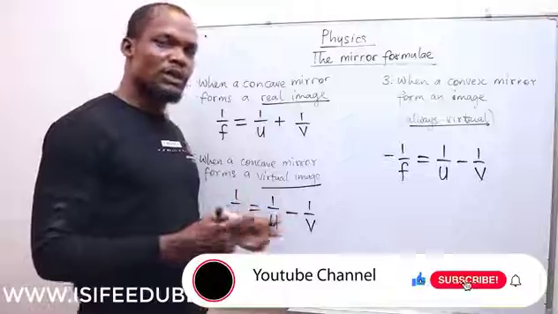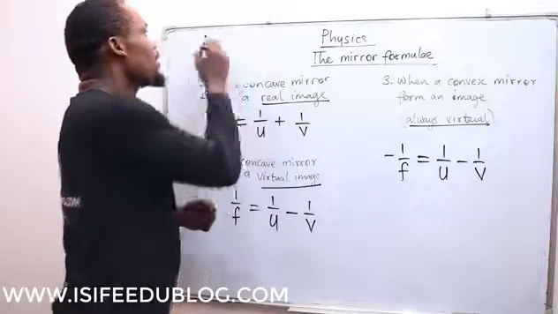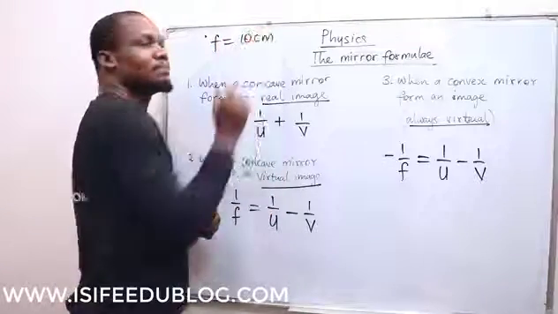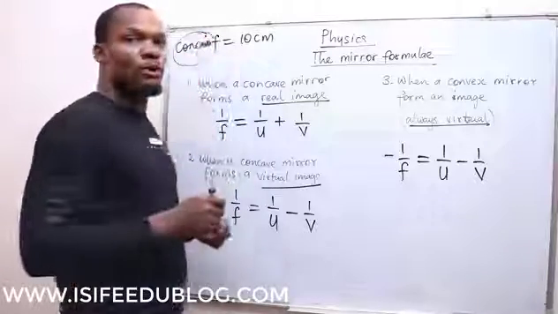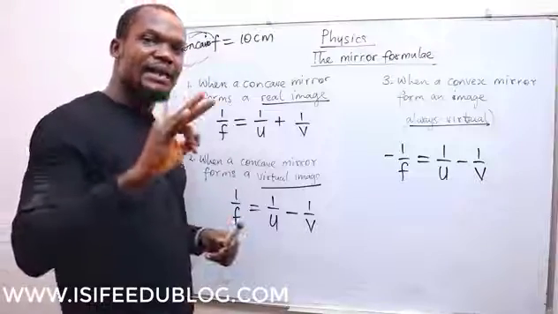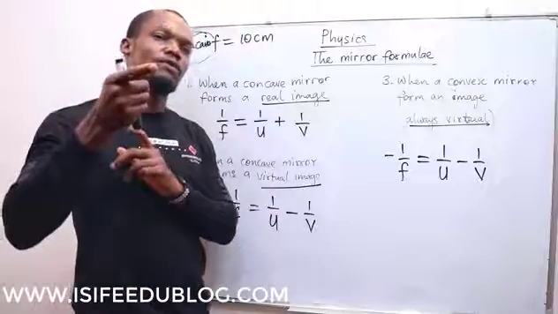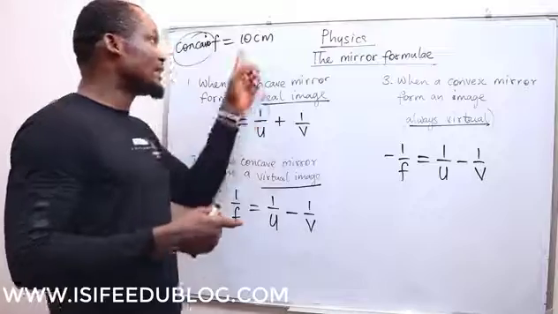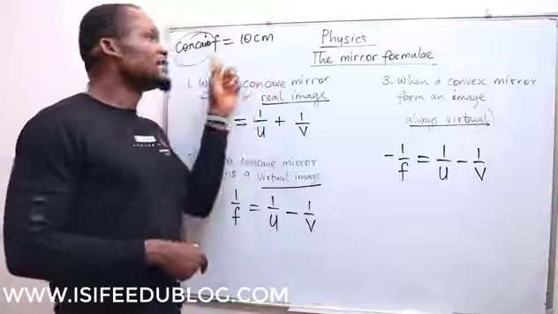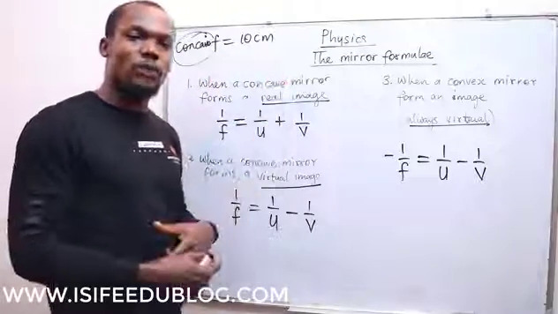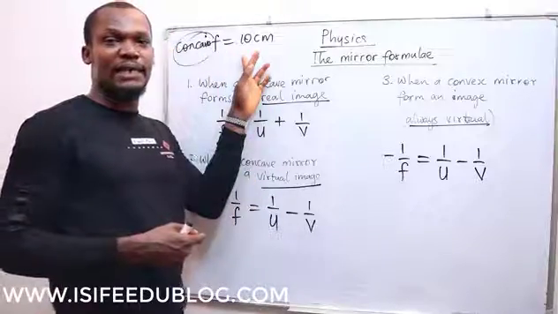How do we know real images? By taking a look at the distance of the image and the focal length. If the focal length is, for example, 10 cm and it is concave, from those diagrams we did, the three diagrams that gave us real images are when the object is beyond the center of curvature, which means object distance is greater than F. When the object is at the center of curvature, which means object distance is also greater than F. And when the object is between F and C, object distance is also greater than F.